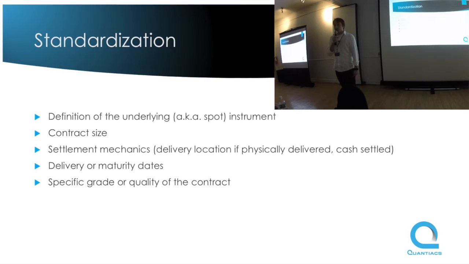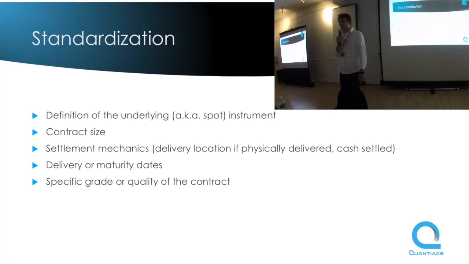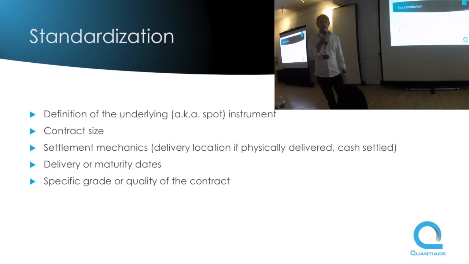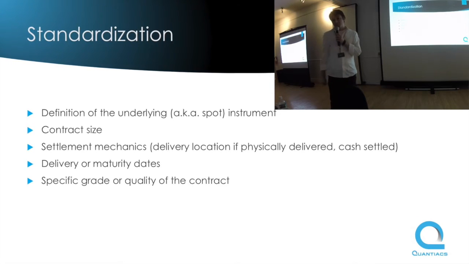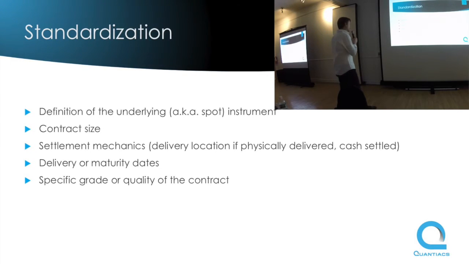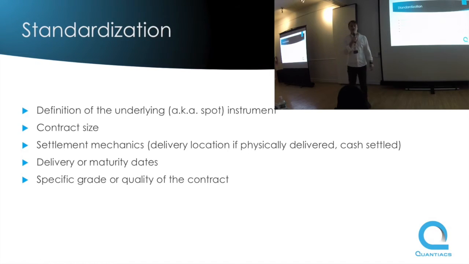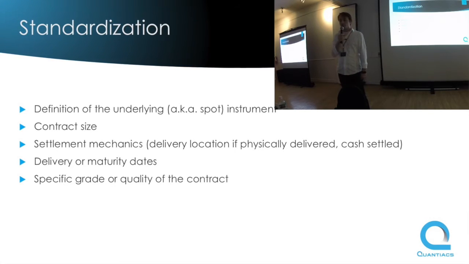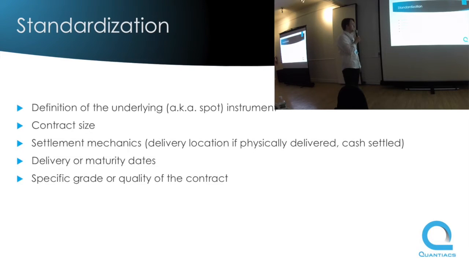Then we have standardized settlement mechanics, such as a delivery location, if it's physically delivered, or cash settlement. So this would just be the difference between the future price and the spot market, the locked-in price. Then of course delivery or maturity dates. Not every future has a delivery date in every month. Crude oil is an example that has a contract for every month, but some agricultural commodities, for example, do not have all contract months.